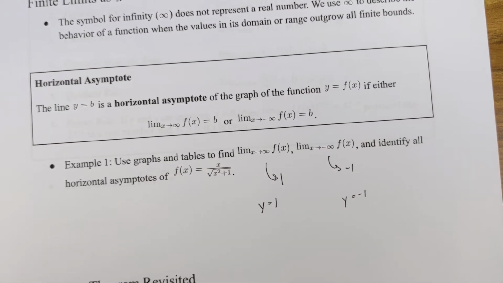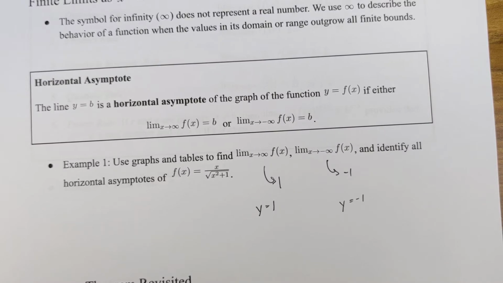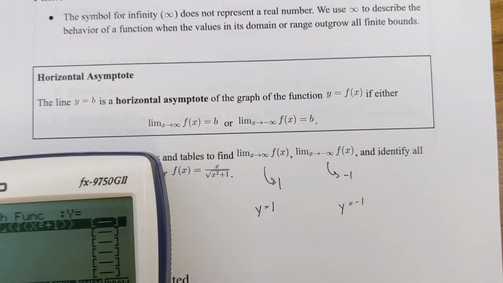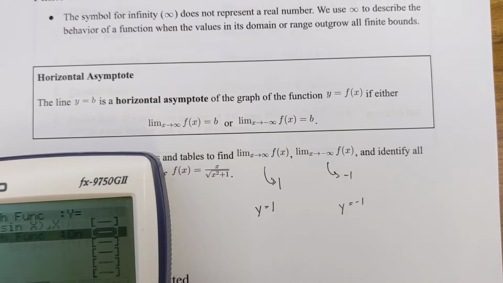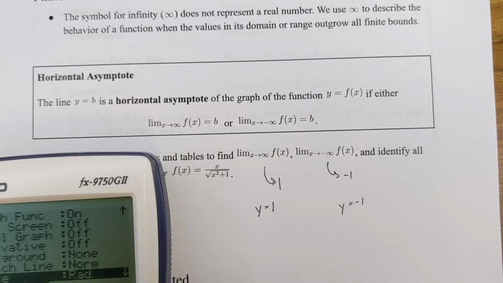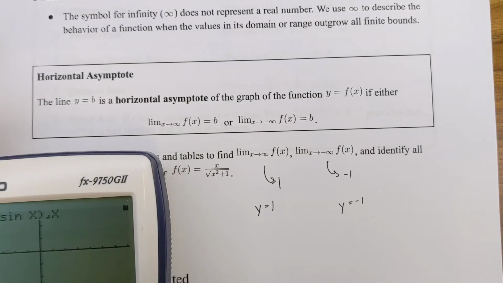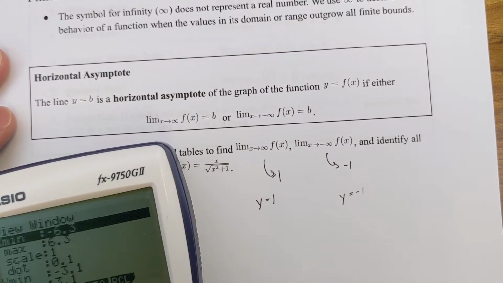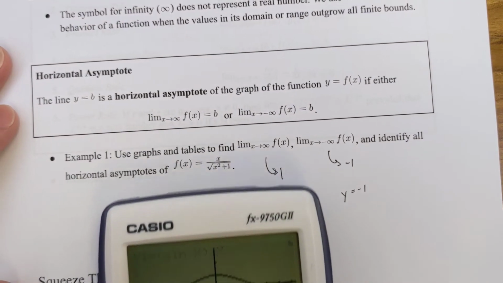Squeeze theorem again. So just find the limit as you go to infinity. I'm just going to use the graph. So the sine of x over x. Oops, I need to make sure I'm in radian mode, otherwise a trig function will not graph correctly. So view window, initial, draw. So it looks like this.